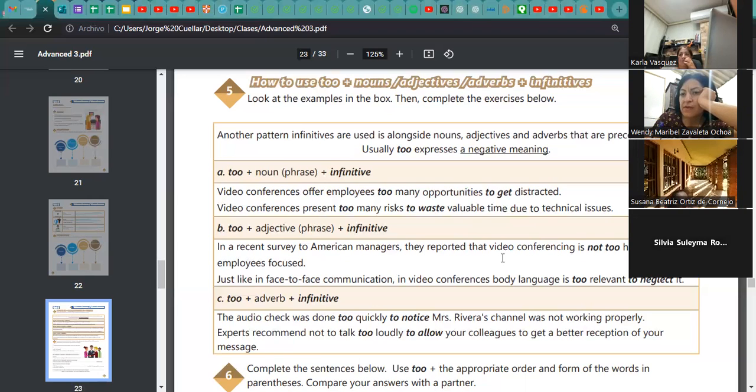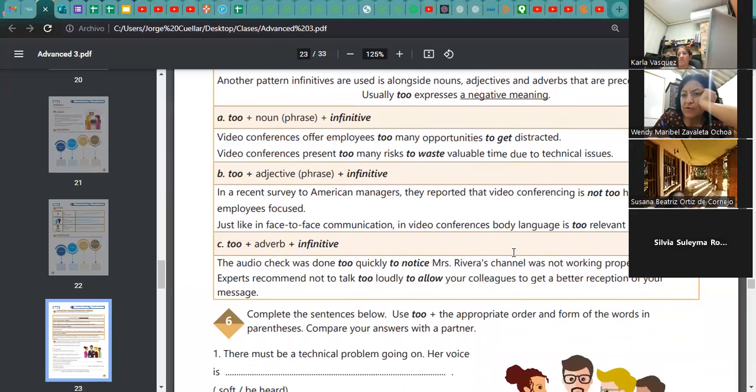In most of the cases, it's going to be like that. But sometimes, I mean, yes, you can. You need to check the meaning of everything that you want to say. So depending on that, it's going to be like this. Too important to neglect. Good.